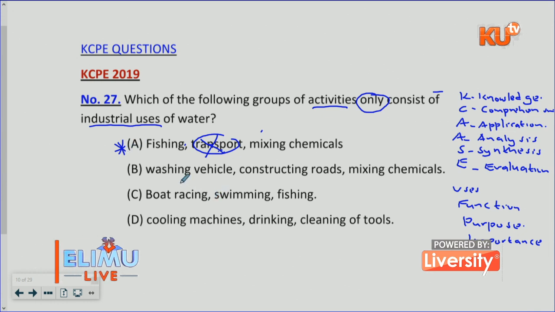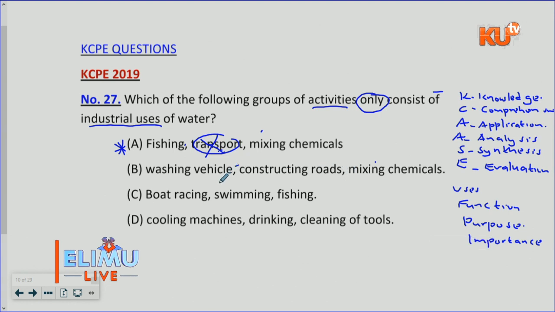I go to choice B. Washing vehicle, I don't know where it is grouped. Constructing roads, I don't know where it is. Mixing chemical, I know it is in the farm and industry. Because I'm left in a quagmire, I leave it there.